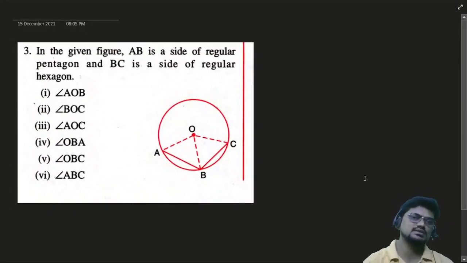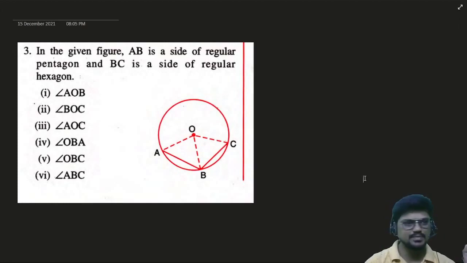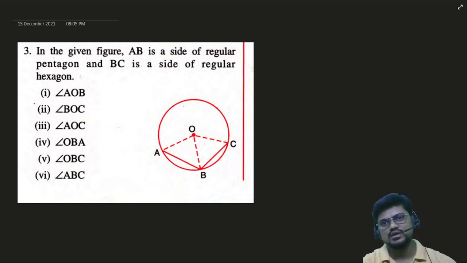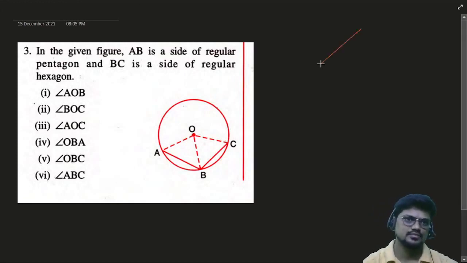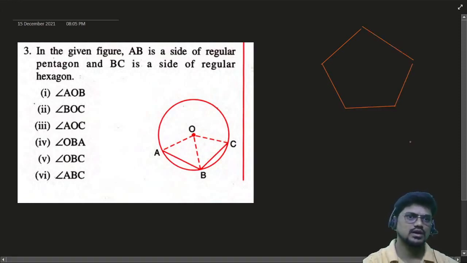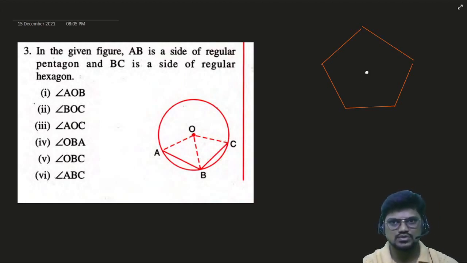Now in the given figure, AB is a side of a regular pentagon. I hope you are aware of what a pentagon, hexagon, and septagon are. If it is a pentagon, I'll draw a pentagon. Okay, consider this is the pentagon which I have drawn, and suppose this is the center of the pentagon. If I draw lines to the vertices over here.